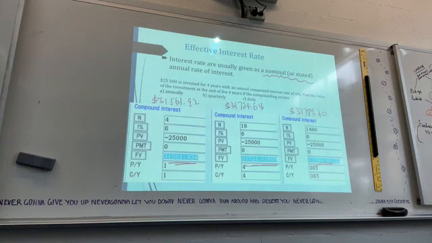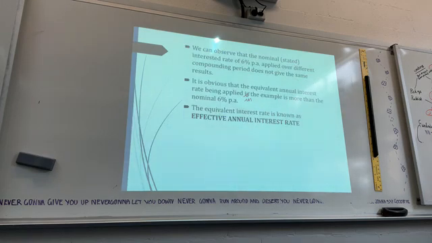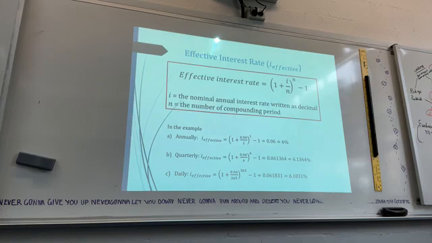Look at that. It's definitely more than 6%, especially when we're looking at quarterly and daily. Annually is 6% because that is what we're looking at. So what we need to do is work out the effective annual interest rate, which is the equivalent interest rate. That is what we need to do. And the formula for that is this.